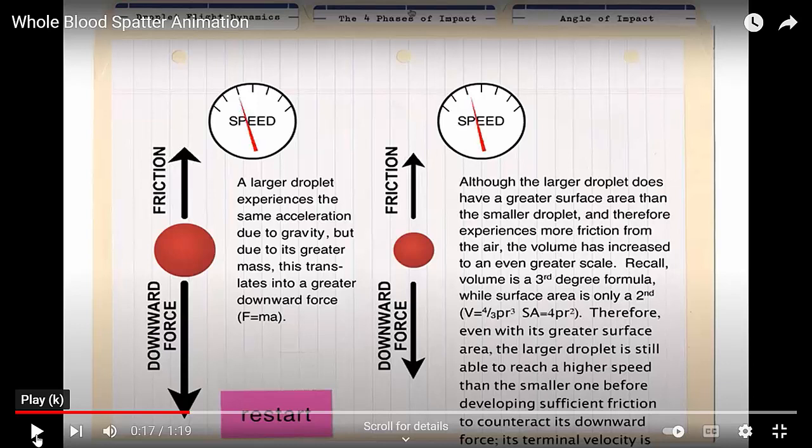Although the larger droplet does have a greater surface area than the smaller droplet, and therefore experiences more friction from the air, the volume has increased to an even greater scale. You don't need to know anything about that crazy formula. Therefore, even with its greater surface area, the larger droplet is still able to reach a higher speed than the smaller one before developing sufficient friction to counteract its downward force. Okay, so that's just some nerdy physics for those of you who are interested in it.